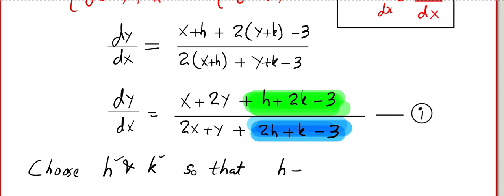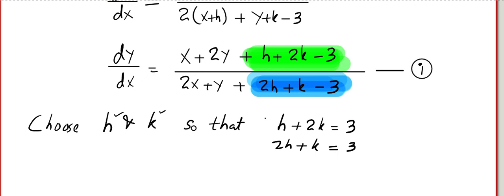So h plus 2k minus 3 should be equal to 0, and 2h plus k minus 3 should be equal to 0. Anyway, I am writing like this so that we can solve using a calculator. If you don't want to use a calculator, use any classical method you have learned in your high school. I am going to get h equal to 1, k equal to 1. It's sure: 1 plus 2 is equal to 3, 2 plus 1 equal to 3.